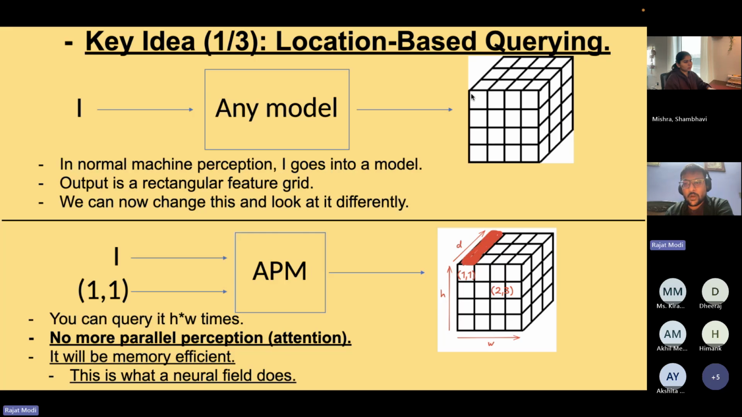So now there is a new way to interpret this feature grid, and the way is as follows. Instead of looking at this as a cuboid, you can look at it as a lot of tiny, tiny vectors, which are lying along this direction of the screen.